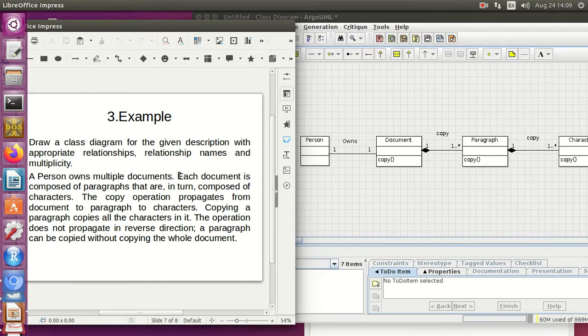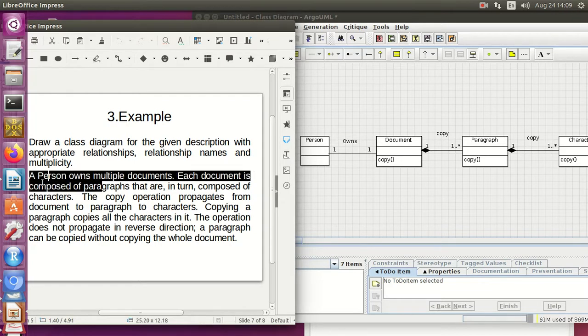In the example they have told that a person owns multiple documents. From this statement we have identified that there are two classes, person and document. Again, each document is composed of paragraphs, so from this we have identified that the paragraph class is there, the third class. Again, paragraphs are composed of characters. So based on these descriptions we have identified that four classes are there: person, document, paragraph and character.